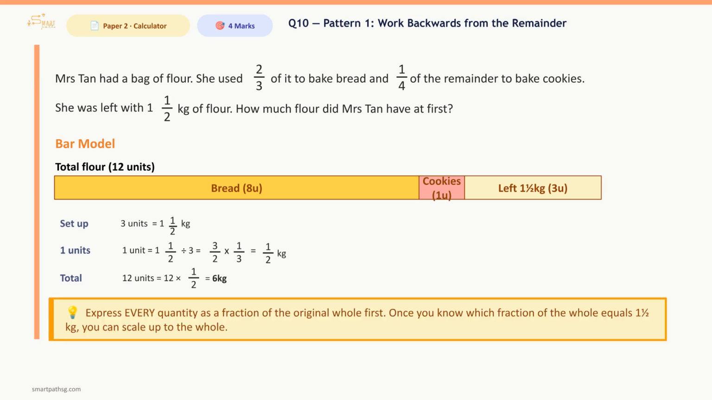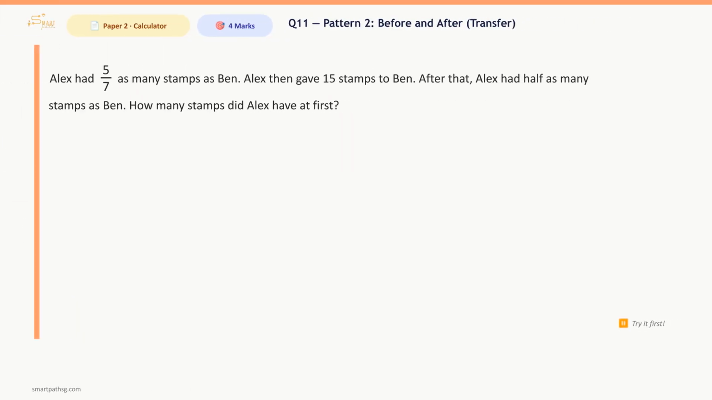To recap, express every quantity as a fraction of the original whole first. Once you know which fraction of the whole equals a known quantity, you can scale up to find the quantity of the whole. Pattern 2 is the before and after transfer problem.